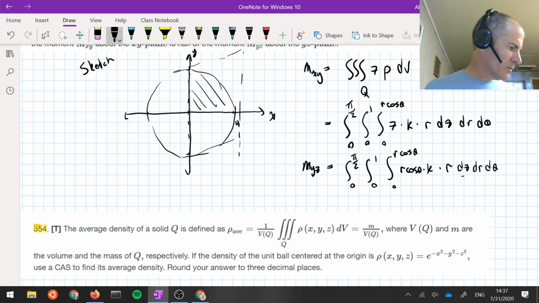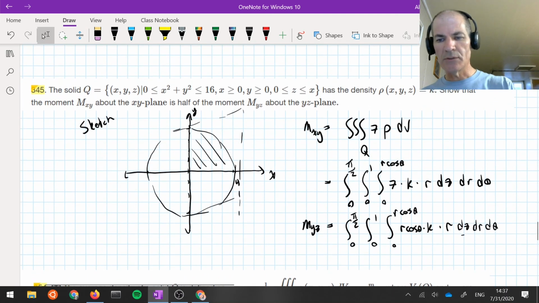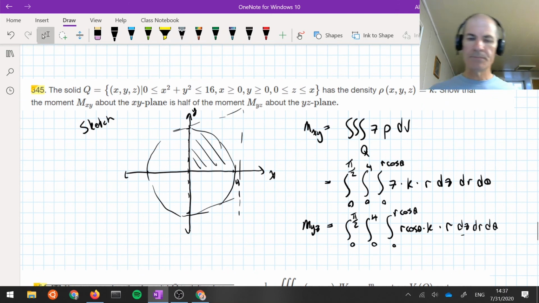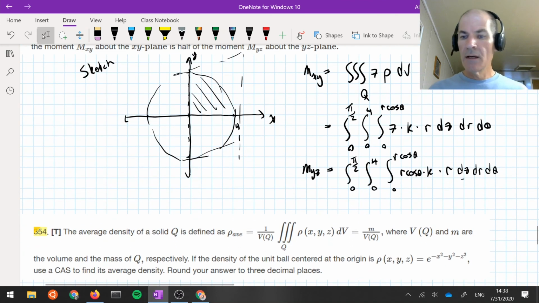I'm going to check my notes here real quick, make sure I'm not leading anyone astray here, and it looks like we're okay. Oh, wow, I'm glad I checked my notes. The r variable is not 0 to 1, it's 0 to 4. The radius of the circle is 4. Okay, we have the integral.